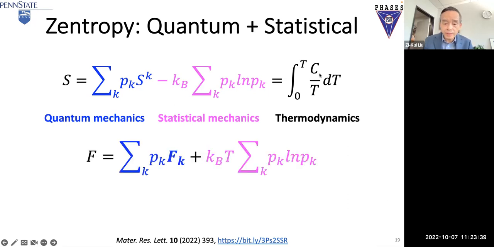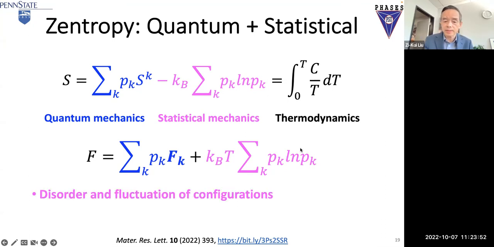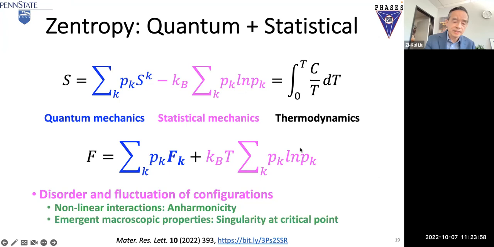Okay, and then you can talk about the phenomena. We know that you can do the individual configuration, and there's this configuration entropy among the different configurations. And then you can start to predict, you can talk about the fluctuation of the configurations, disorder, you can talk about the anharmonicity. You can talk about the emergent macroscopic properties, the singularity. That's the most emergent you could get, the singularity, the system diverges.